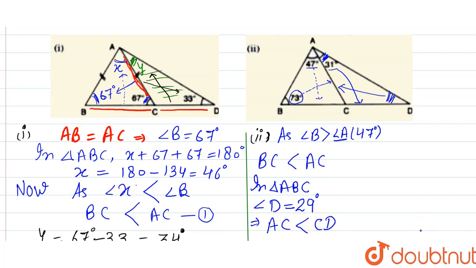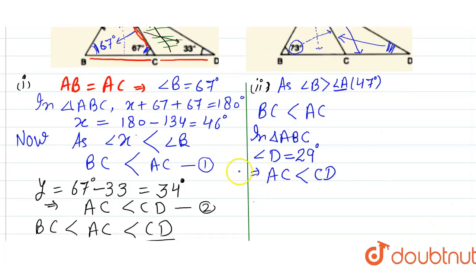So again you can combine these two inequalities: BC smaller than AC, AC smaller than CD. So collectively we can say BC is less than AC and AC is less than CD. In both the parts we are getting the same ascending order. This is your answer. Thank you.